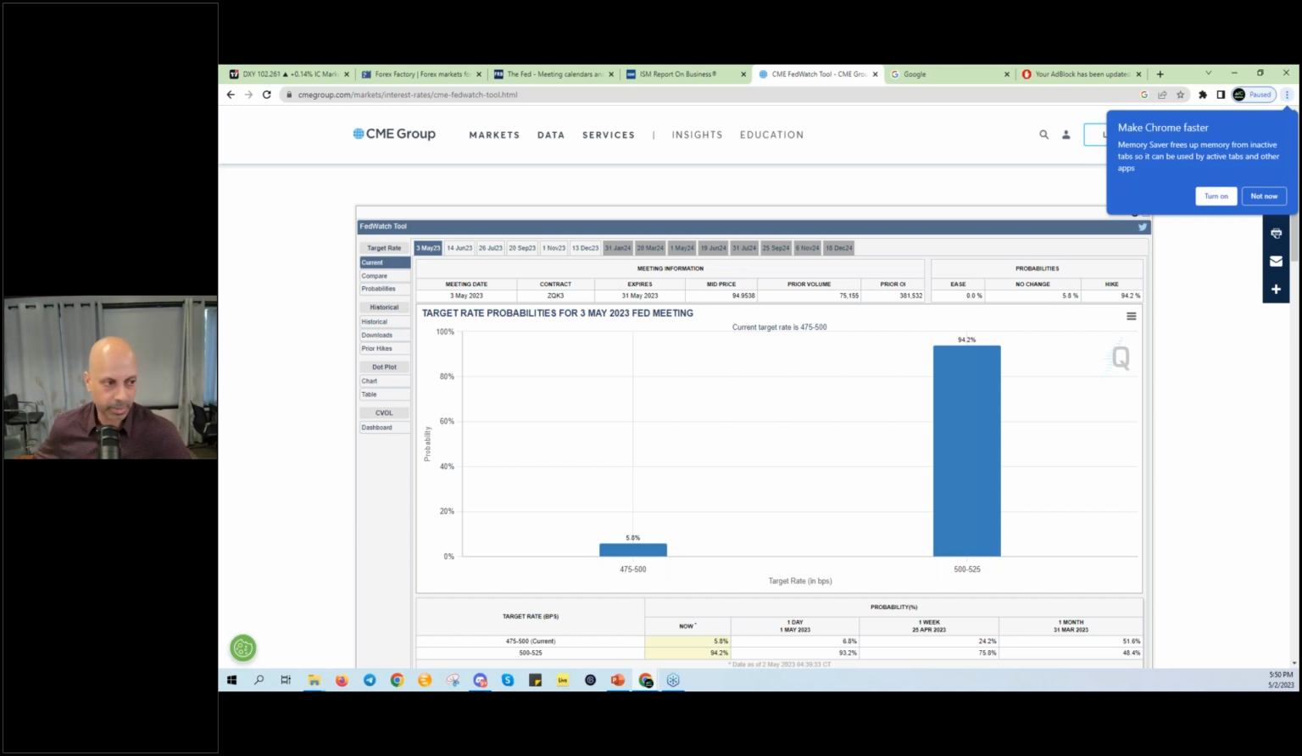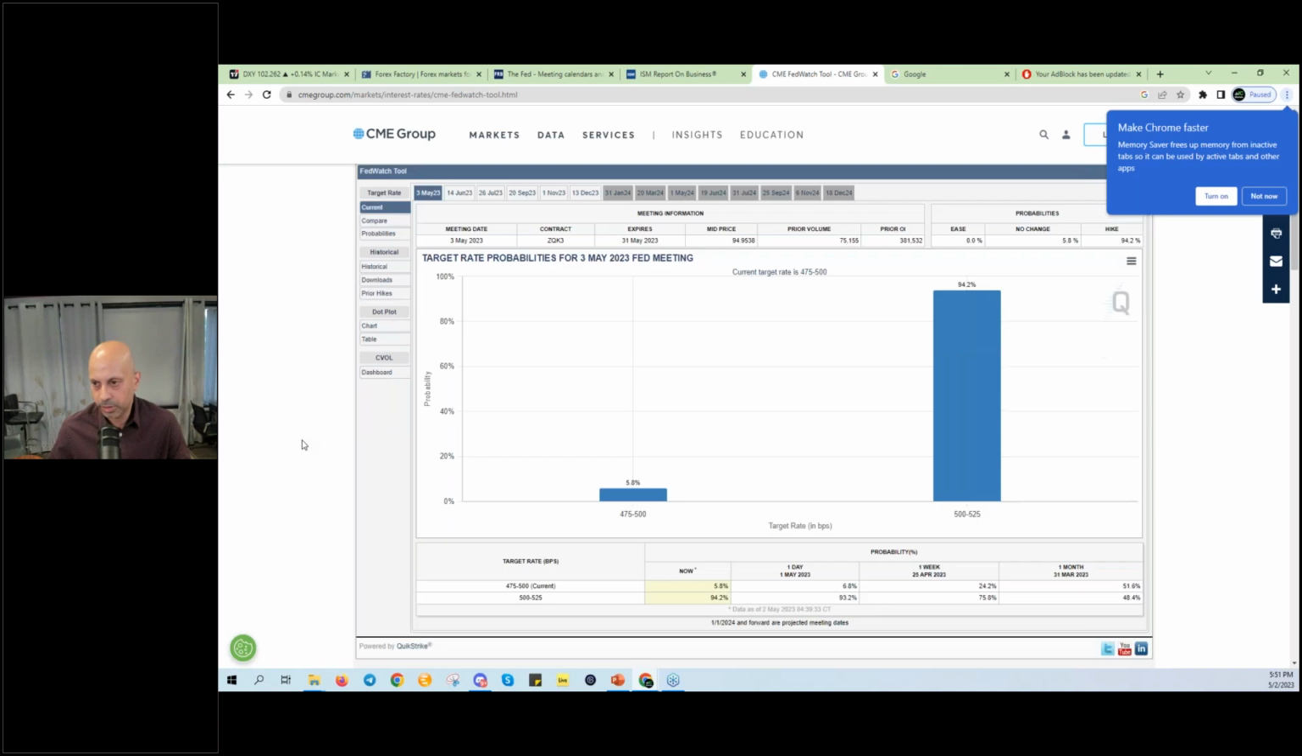Okay, so what this tool does is calculate the target probabilities for each Fed meeting. So if the current rate is 475 to 500 basis points, and if the Fed doesn't raise interest rates, which is very unlikely, as you can see in the probabilities here, the probability for a 25 basis point increase is 94%. Right? Okay, this is all priced in usually, right?